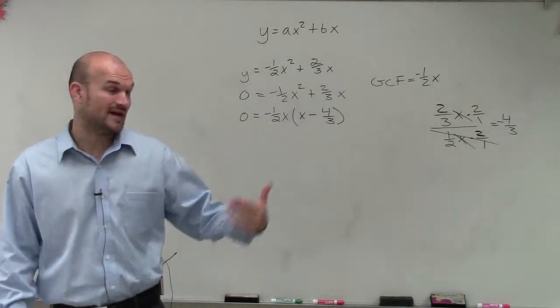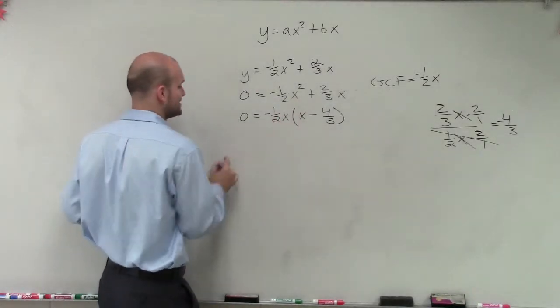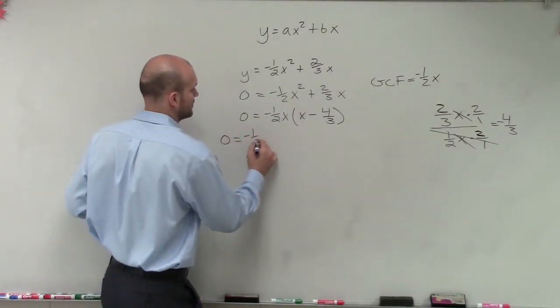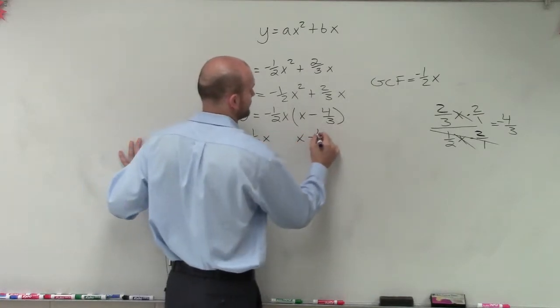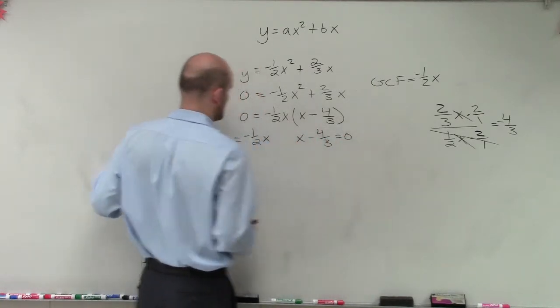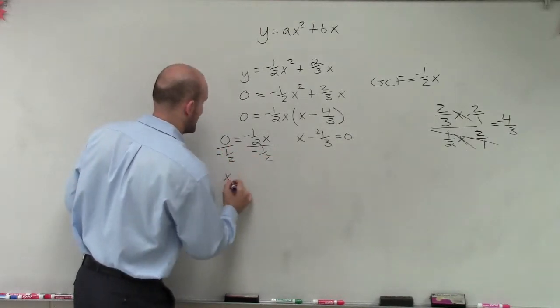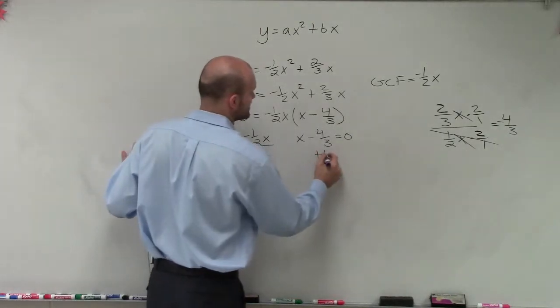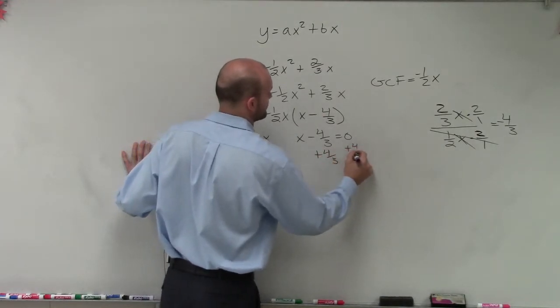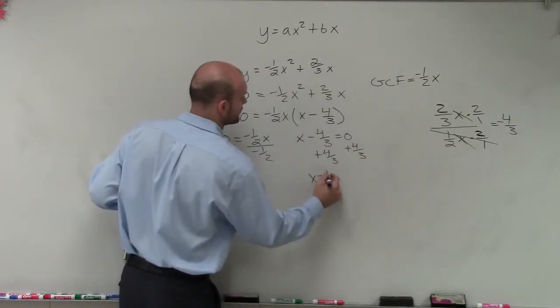Now that it's in intercept form, I can apply the zero product property and set them both equal to 0. Therefore, divide by negative 1/2. Therefore, x equals 0. And here, I'll just add 4/3 to the other side. Here, I have x equals 4/3.